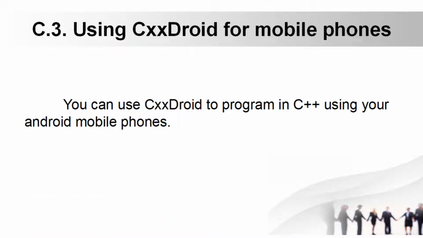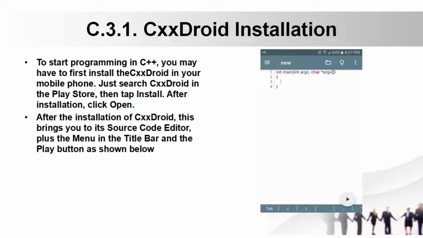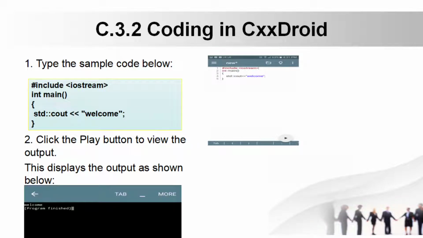You can also use CXXDroid to program in C++ using your mobile phones. And here's how to install it. Coding in CXXDroid. Number 1. Type the sample code below. Number 2. Click the play button to view the output. This should display the output as shown below.